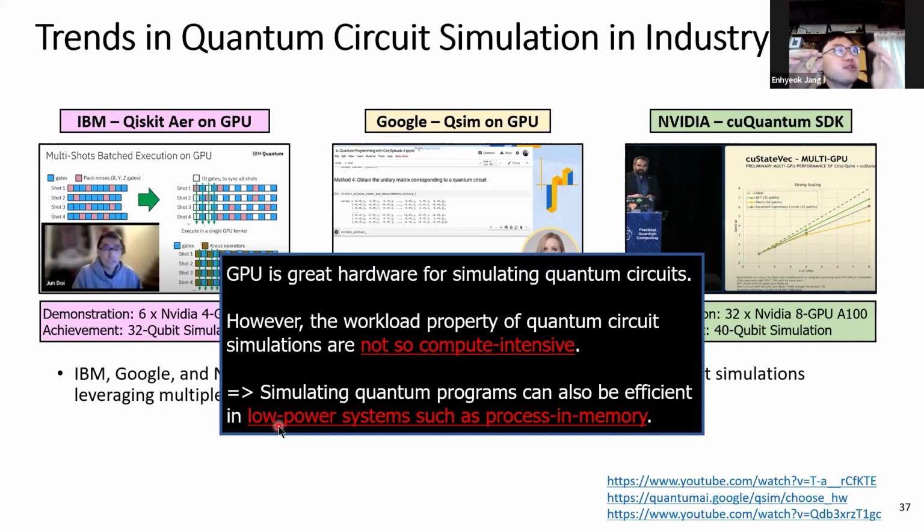Of course, GPU is very good hardware for simulating quantum circuits. However, the workload property of quantum circuit simulation is not so compute intensive. We observe that simulating quantum programs is also efficient and sufficient on lower power systems such as processing-in-memory technology.